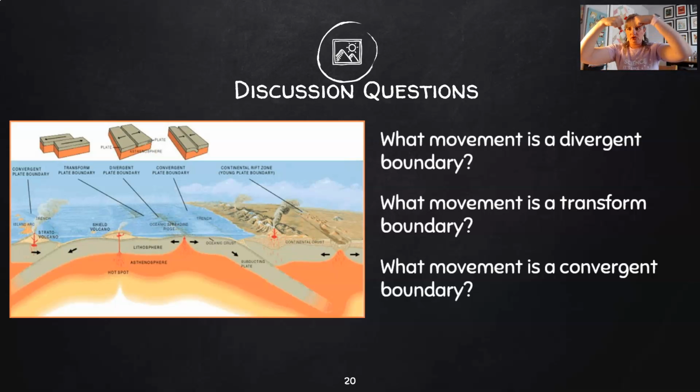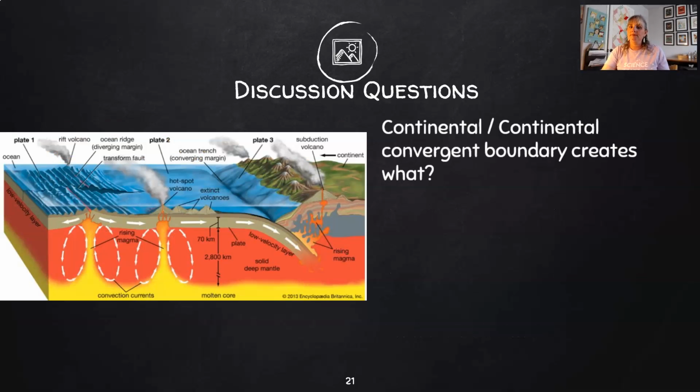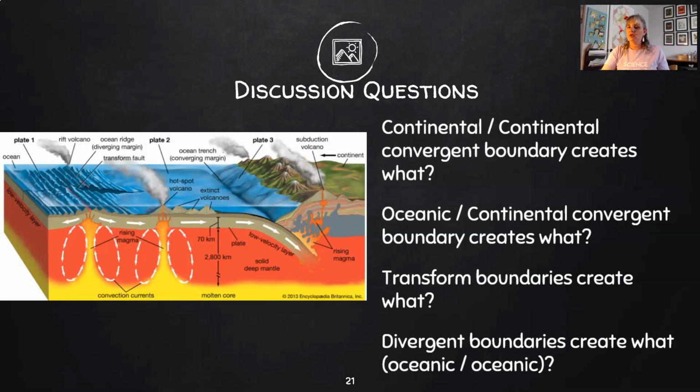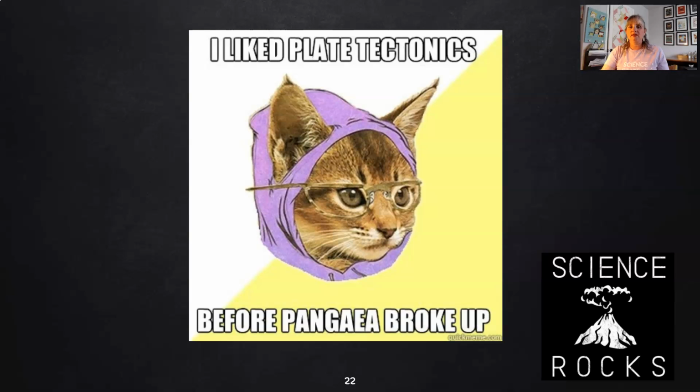Are they converging? Are they separating? What do they look like? What does subduction mean? And then what do these different boundaries create? Do they create mountains? Do they create earthquakes? Do they create volcanoes? So all of these different plate boundaries create different things.